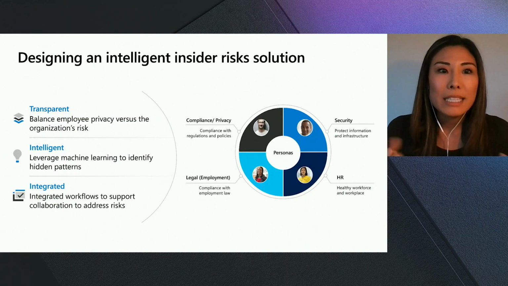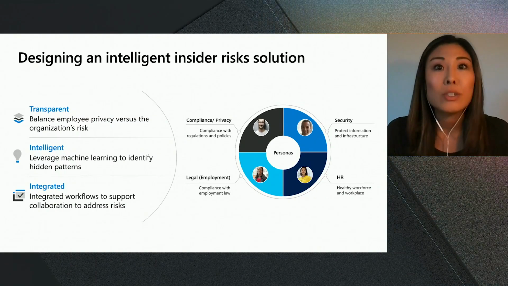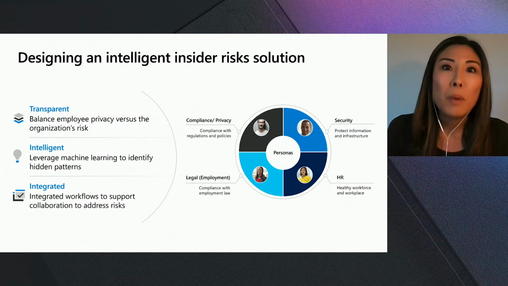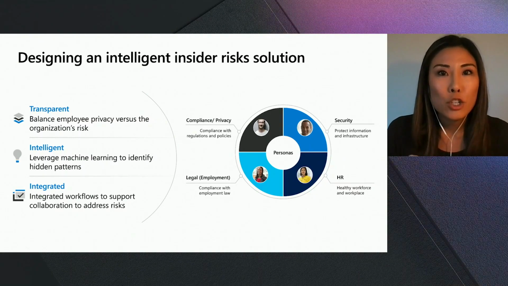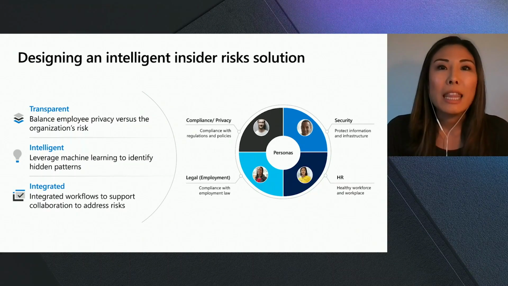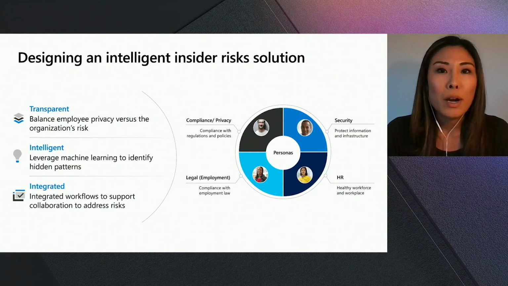So thinking through how we intelligently detect these hidden patterns coming from inside the organization using machine learning, but also how we respond and investigate and engage with partners across the company, from HR and legal and compliance, to make sure we're taking this holistic approach and thinking through things like company culture and privacy and legal requirements.